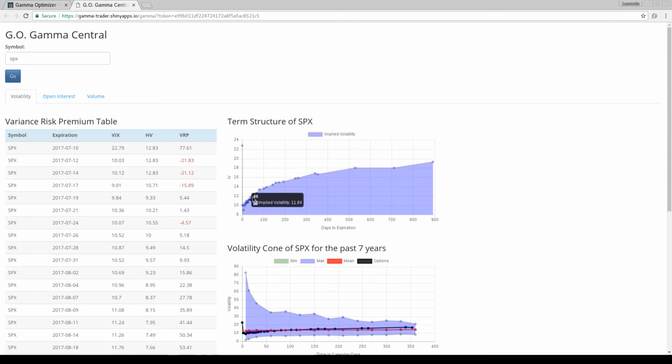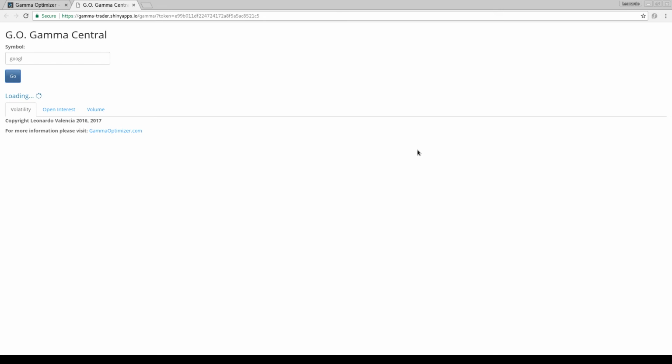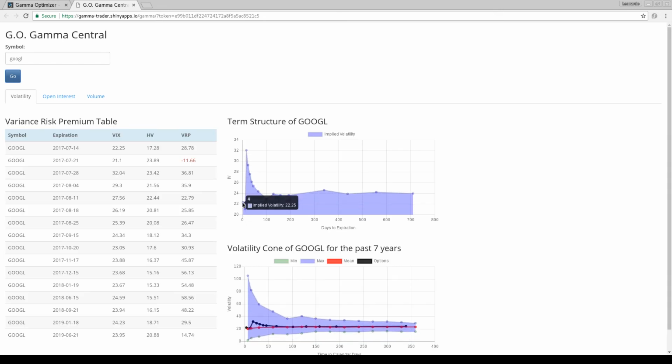This is what is called contango. The contango regime is where near-term values are lower than farther out values. This is a fancy name that comes from the futures industry, but I'm using it here for options. So this is how it should look. Yet Google doesn't look like this. Google looks completely the opposite. With the exception of these two, the 4 and 11 days, it seems the uncertainty is highest 18 days from now, and then it keeps dropping and dropping, and then kind of flattens out.